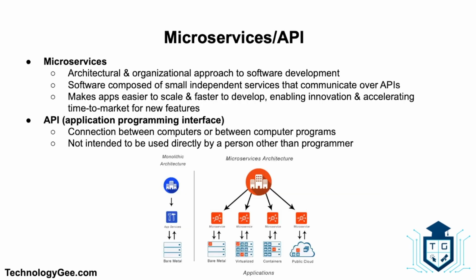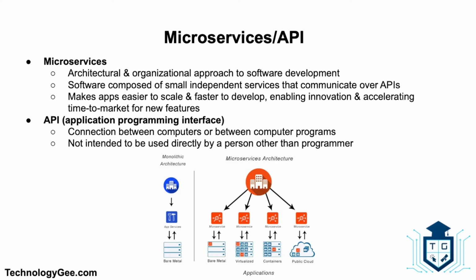Next, we have microservices and APIs. Microservices are architectural and organizational approaches to software development where software is composed of small independent services that communicate over well-defined APIs. These services are owned by small self-contained teams.